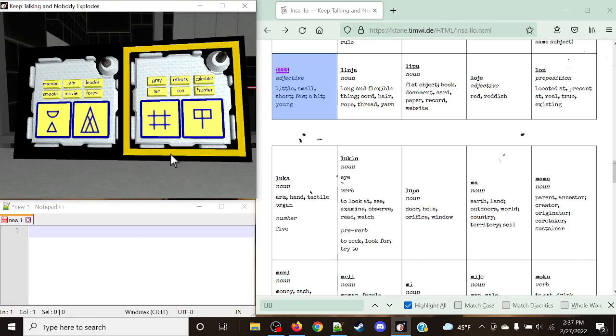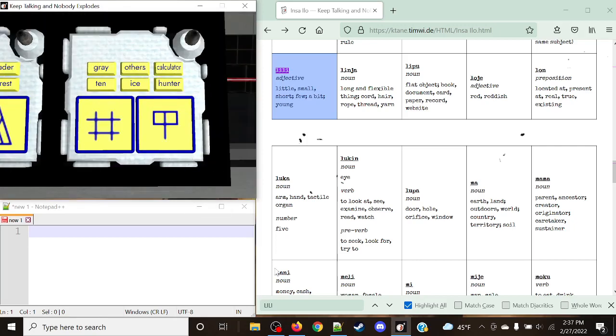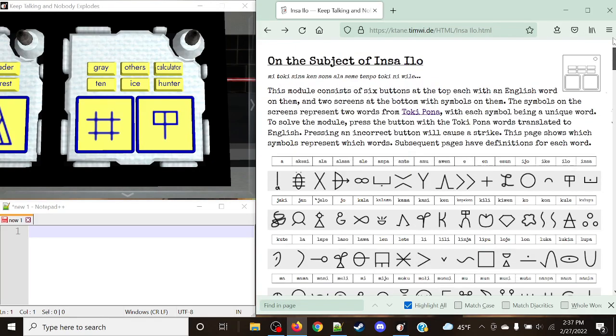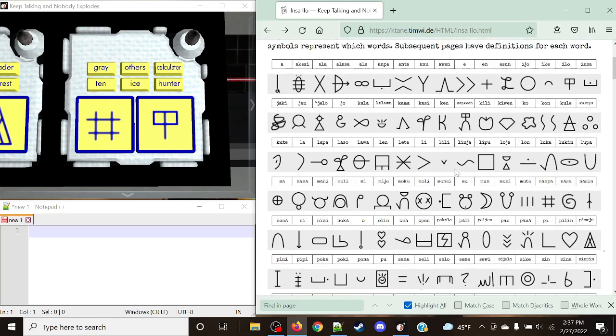So let's take a look at these last two examples. This module is pretty straightforward with what it asks you to do, though describing the symbols can be a bit of a challenge. That's probably the hardest part of it, along with the expert part of finding these words, these symbols, in this display here. So, let's take a look.